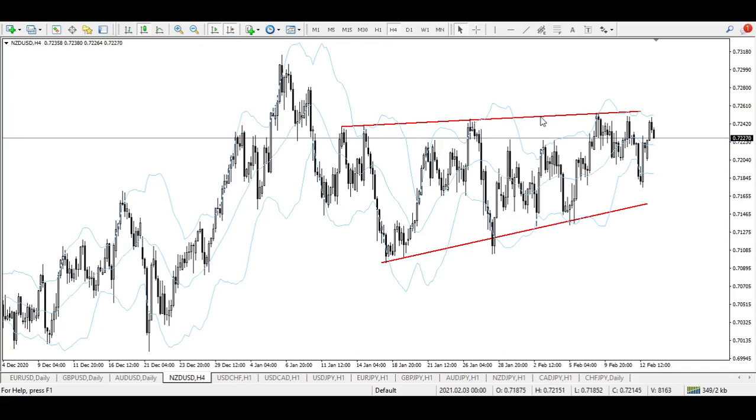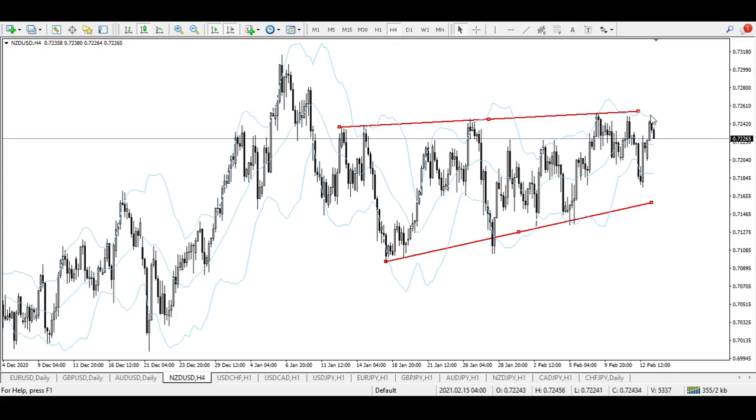If you look at these two lines, these two lines are showing that there has been a formation of some sort of rising wedge, and if we want to trade this rising wedge, we'll need to wait for the breakout of this wedge either to the upside or to the downside. Right now the breakout of the wedge did not take place.